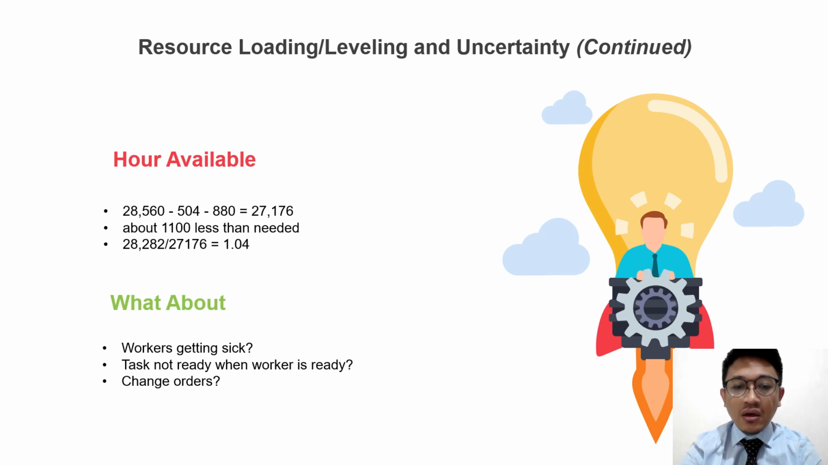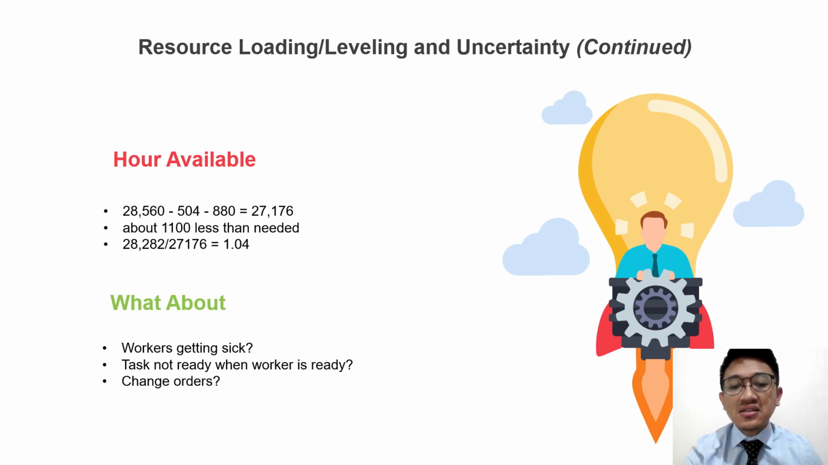The analysis shows available hours after adjustment for holidays and vacations at 27,176, around 1,100 hours less than required. This 1.04 ratio implies a slight shortage in labor availability.